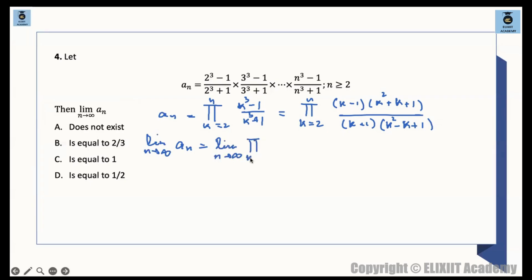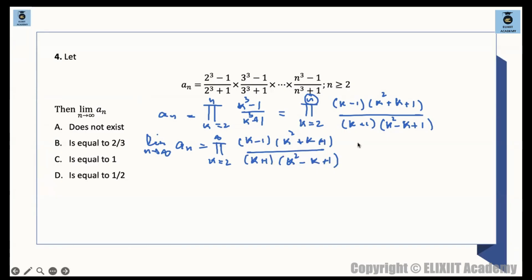Product of k equals 2 to n. Can I write this directly, without writing so much over here, as n tends to infinity? So can I just directly write this as the product over k equals 2 to infinity of (k minus 1)(k square plus k plus 1) upon (k plus 1)(k square minus k plus 1)?